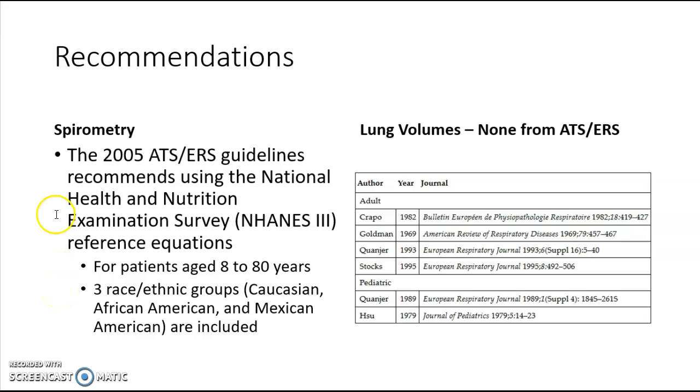So recommendations. For spirometry, the 2005 ATS and ERS guideline recommend using the National Health and Nutrition Examination Survey reference equation. And this should be used for patients aged 8 to 80 with 3 race and ethnic groups. Caucasian, African American, and Mexican American are all included. So when you are looking to see if someone has abnormal results, this is what they recommend you use as the standard or the normal.